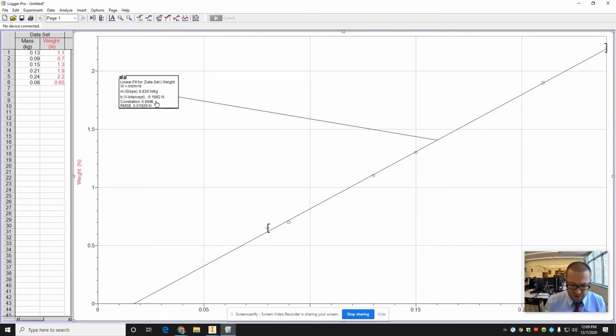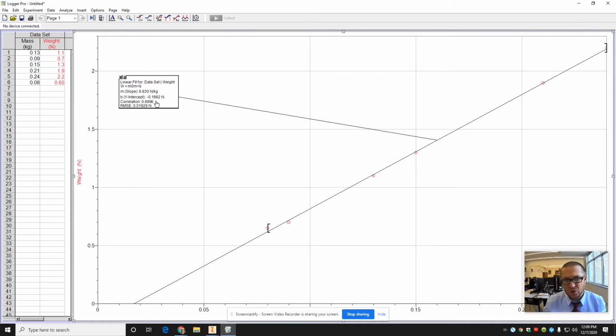So I'm going to write the equation of the line here. Capital W equals 9.83 newtons per kilogram times the mass. So there's the experimental equation for this lab. W is the y variable, the slope of the line is 9.83, and the x variable is m. All right, that's one of the questions.